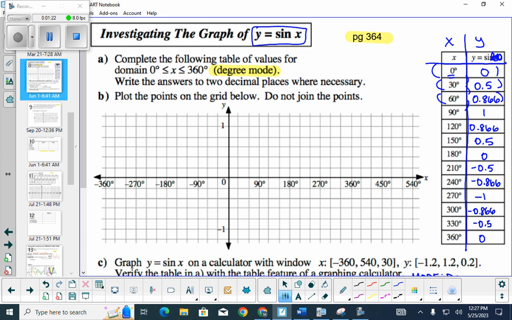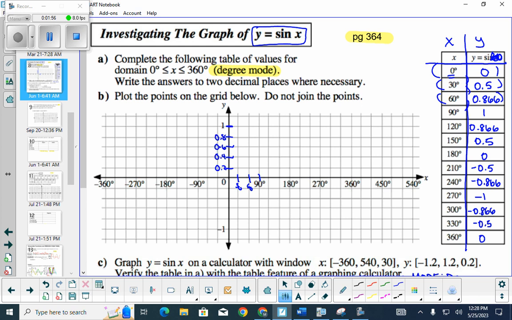Now, we want to focus on scale. Do you see how there are 3 ticks to get to 90? That means that each tick counts for 30 degrees. So in other words, the scale is 30 degrees. Here is 1. There's 1, 2, 3, 4, 5. So that means each one of these counts for 0.2. So 0.2, 0.4, 0.6, 0.8, 1. Okay, so those are our scales.